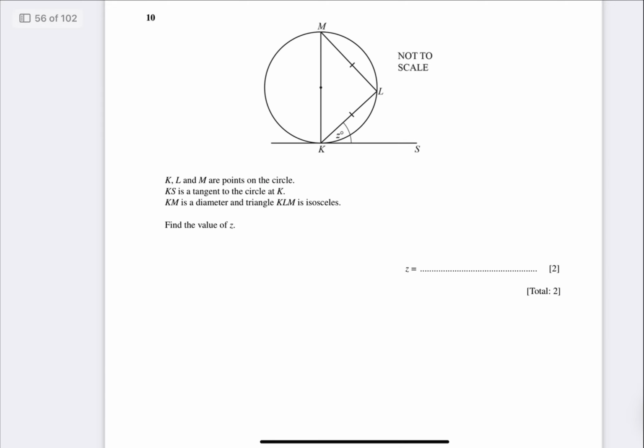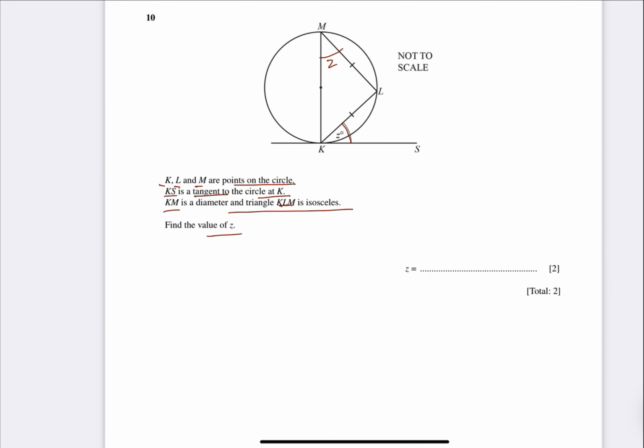Let us move on to the next question now. K, L, M are points on a circle. KS is a tangent to the circle at K. KM is the diameter, and triangle KLM is isosceles. Find the value of Z. This is an isosceles triangle. This is Z. This is also Z. Yes or no?